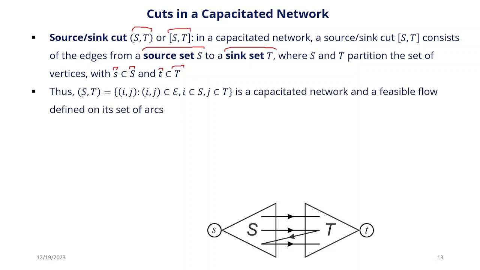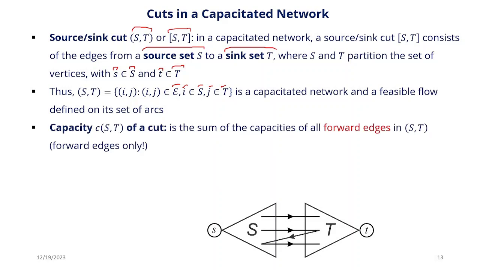Thus, we can say the cut consists of the set of edges of the graph where node i is in the set of sources and node j is in the set of sinks, in a capacitated network with a feasible flow defined on a set of arcs. We will now define the capacity of a cut, which is the sum of the capacities of all forward edges in the cut set. Forward edges only, not backward edges.